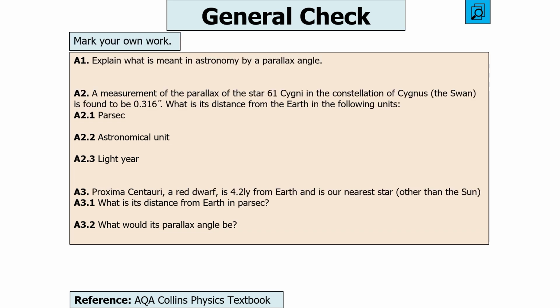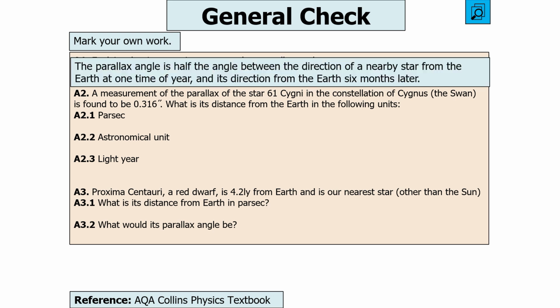Right, so you've got to be able to define what we mean by parallax angle. The parallax angle by definition is half the angle between the direction of a nearby star from the Earth at one time of the year and then its direction from the Earth 6 months later, half the orbit later.